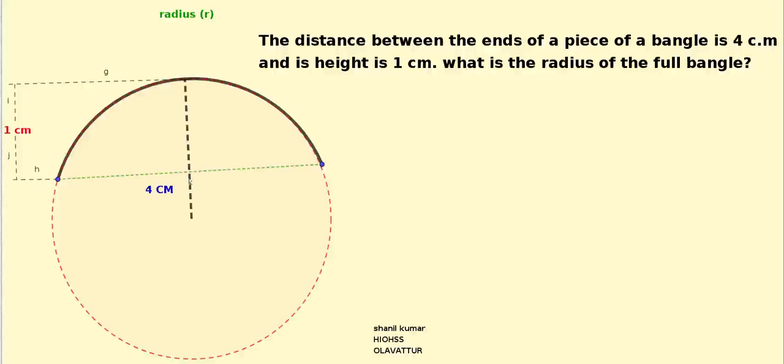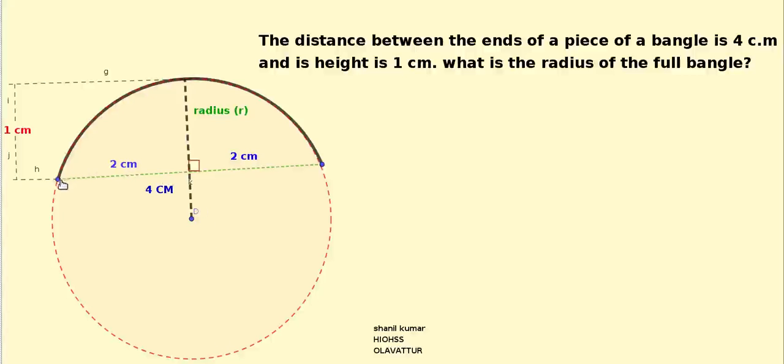What is the radius of that bangle? Here this one is a radius. That radius is here. This one, from the center to this point, is a radius. This also is a radius, from this point to this point. Now that radius divides this line.